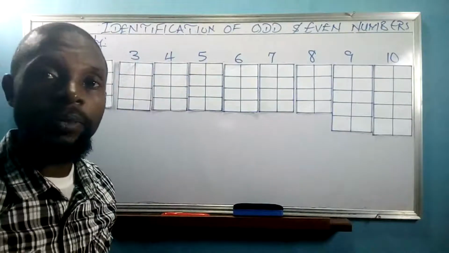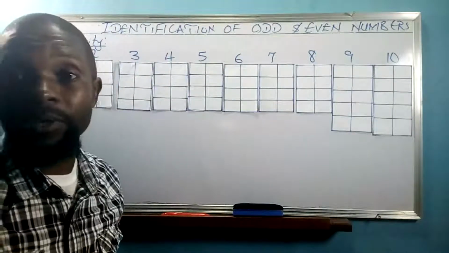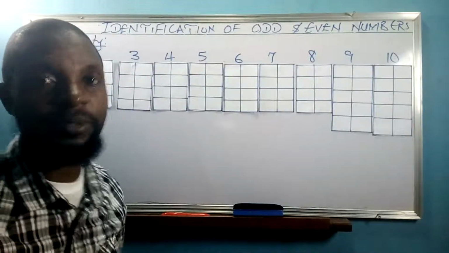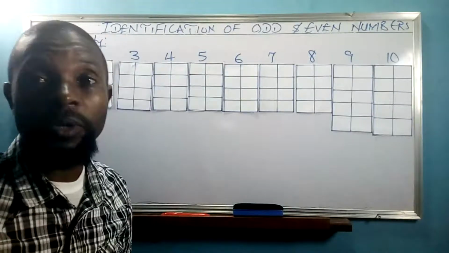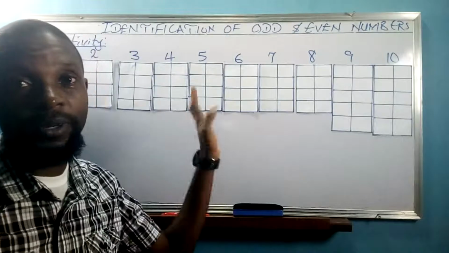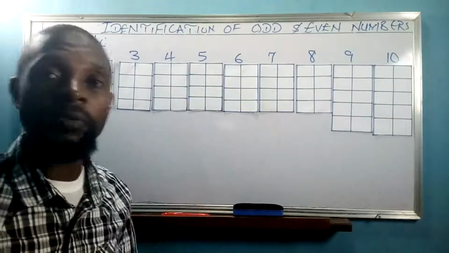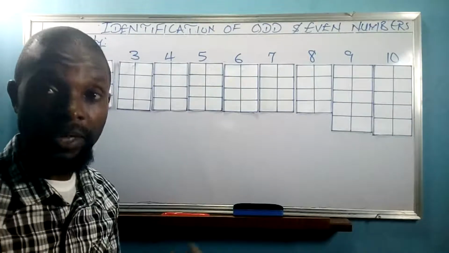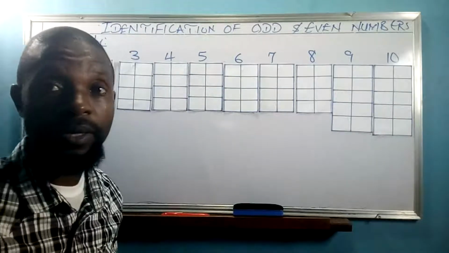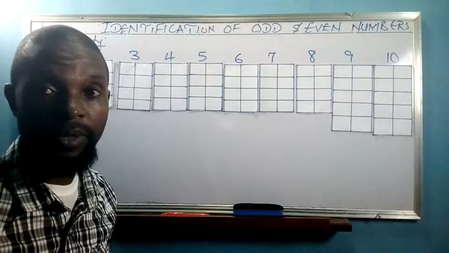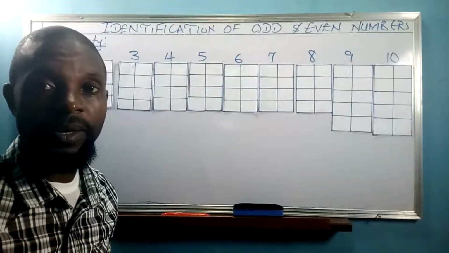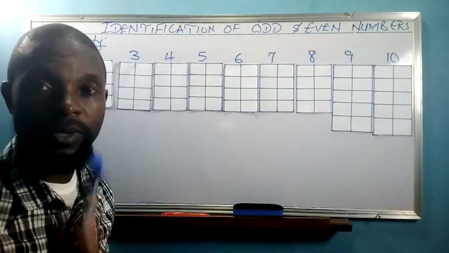In our class today, majorly our class today is all about activity. We want to do some activity, and what we want to talk about is identification of odd and even numbers. Don't forget we have three categories of numbers. Numbers are categorized into three. We have the odd numbers, the even numbers, as well as the prime numbers. All other numbers fall into these three categories.